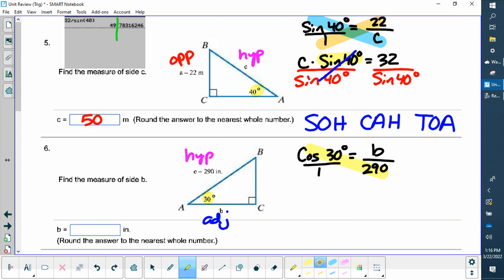Now, again, when I cross multiply, sometimes I'm done, sometimes I have to do more. Sometimes it's a multiply scenario, sometimes I have to use division. This is a multiply scenario. You'll notice, if I multiply the orange stuff, I just get B. If I multiply the yellow stuff, I get 290 times the cosine of 30.